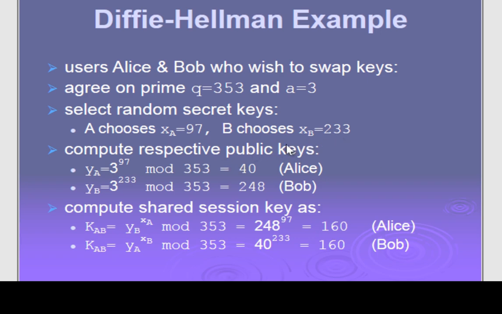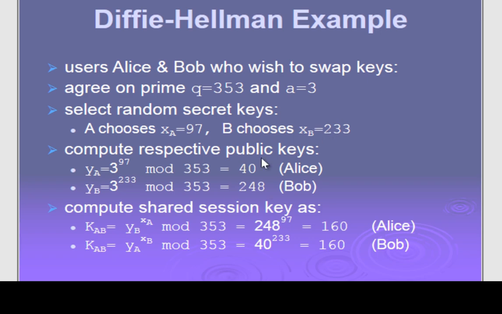Now they have to compute their public keys. YA, that is the public key of A, is computed on the primitive root 3 power 97 modulo 353. Then he gets 40. This is the public key. And B gets the public key YB, which is the primitive root power his private key, 3 power 233 mod 353. The value is 248. So these two are the public keys of Alice and Bob.